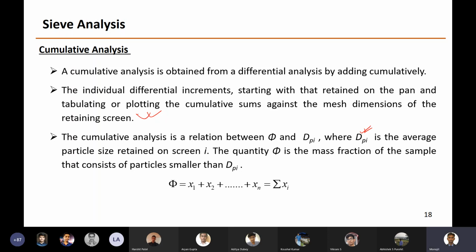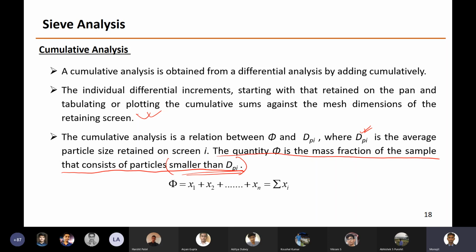What is dpi? Retained on a screen i, and the quantity psi is the, look at the last line carefully, the quantity psi is the mass fraction of the sample that consists of particles smaller than dpi. This smaller than dpi is something you should always keep in mind. It has to be smaller than dpi. So when I give you a cumulative mass fraction number for a specific screen, that number signifies that this mass fraction of particles has passed through that specific screen.